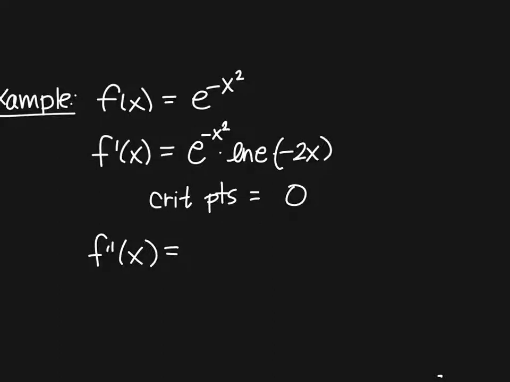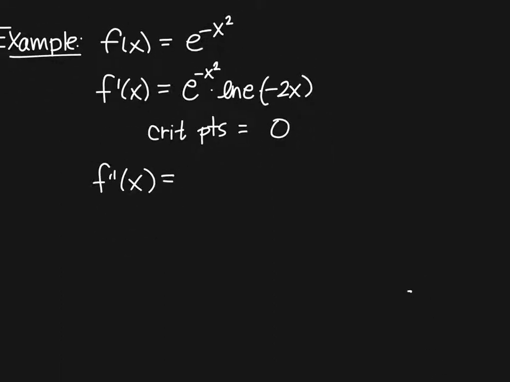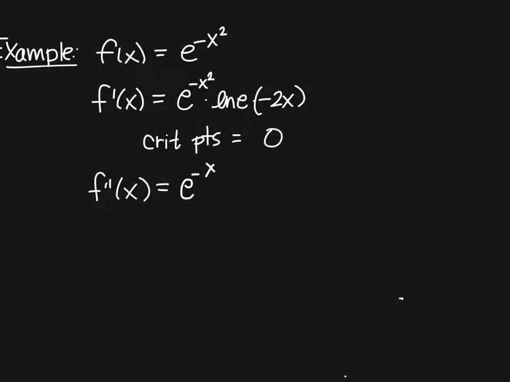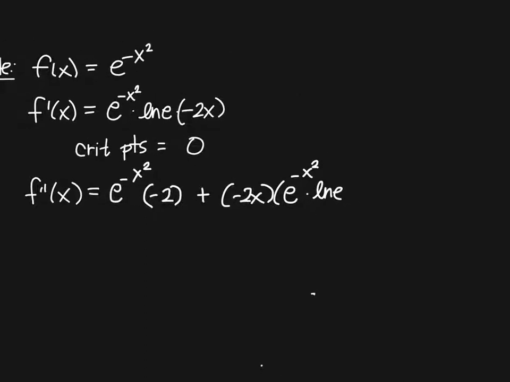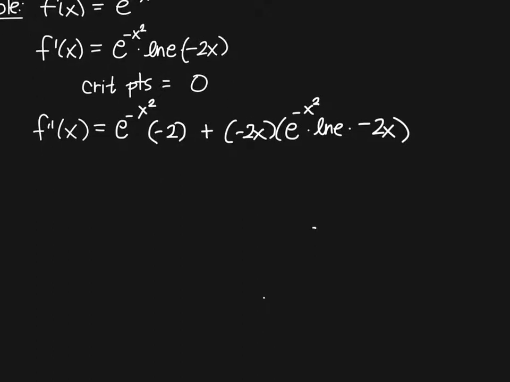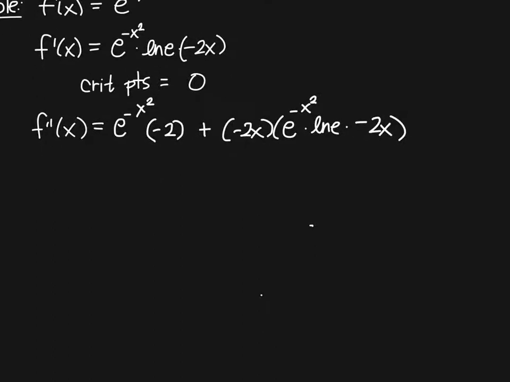What rule do I need to find the second derivative? I have to use a product rule. So I'm going to have e to the negative x squared times the product rule, so negative 2, plus negative 2x times e to the negative x squared times ln e times negative 2x. And I need to simplify and clean that up.